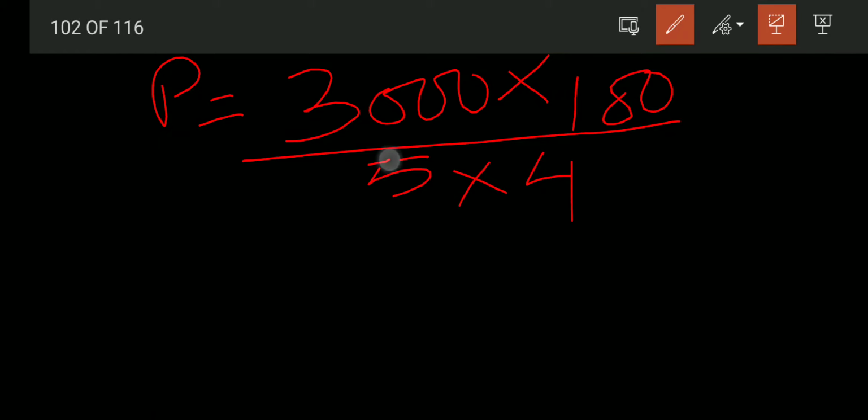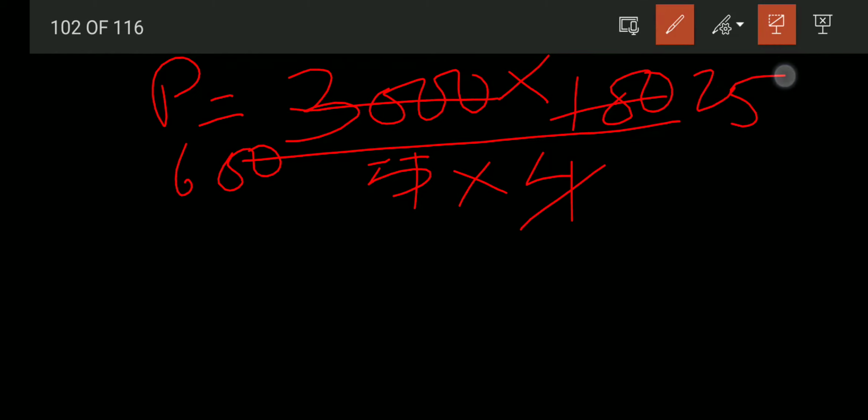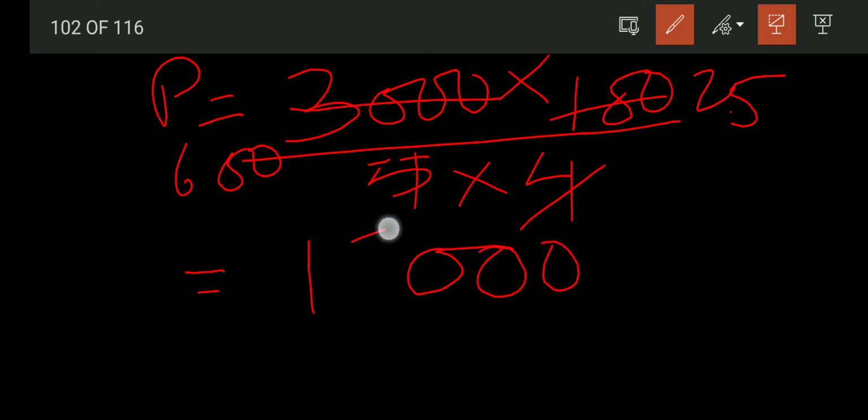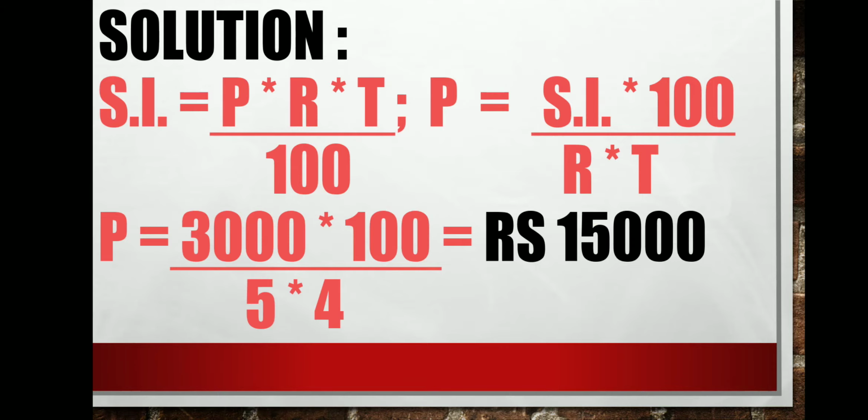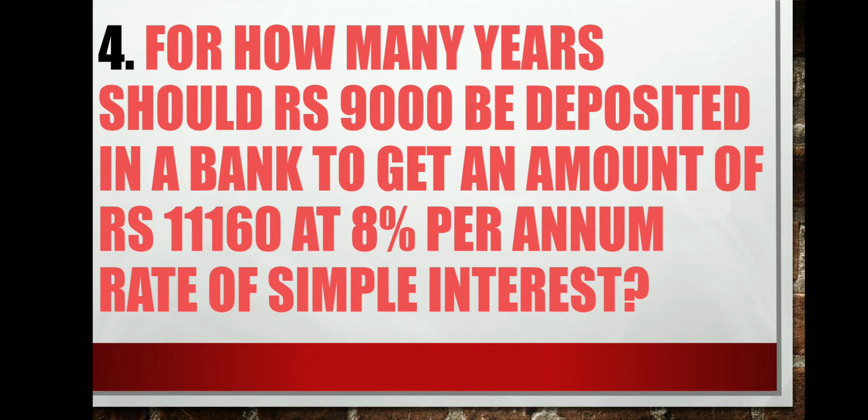Now we'll cancel. See, 5 how many times? 600 times. 4 25 times. So now you multiply 2 zeros. 6 5s are 30. 6 2s are 12 plus 3, 15. So rupees 15,000 is the principal. Got it? Now let us do question number 4.